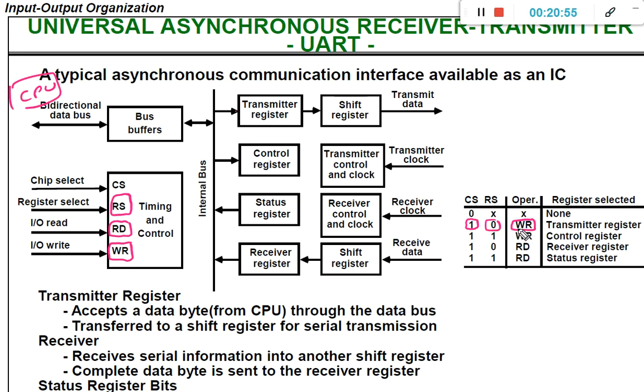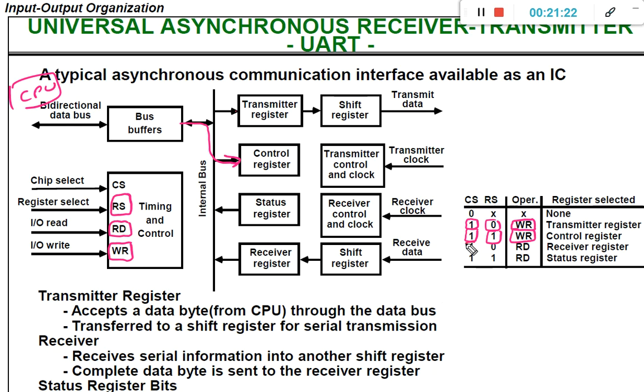Similarly, the second write operation represents writing the data from the CPU to the control register. So CS 1, RS 1 represents the write operation which is actually performing the write to the control register. The control register holds the control information for proper transmission of the data.